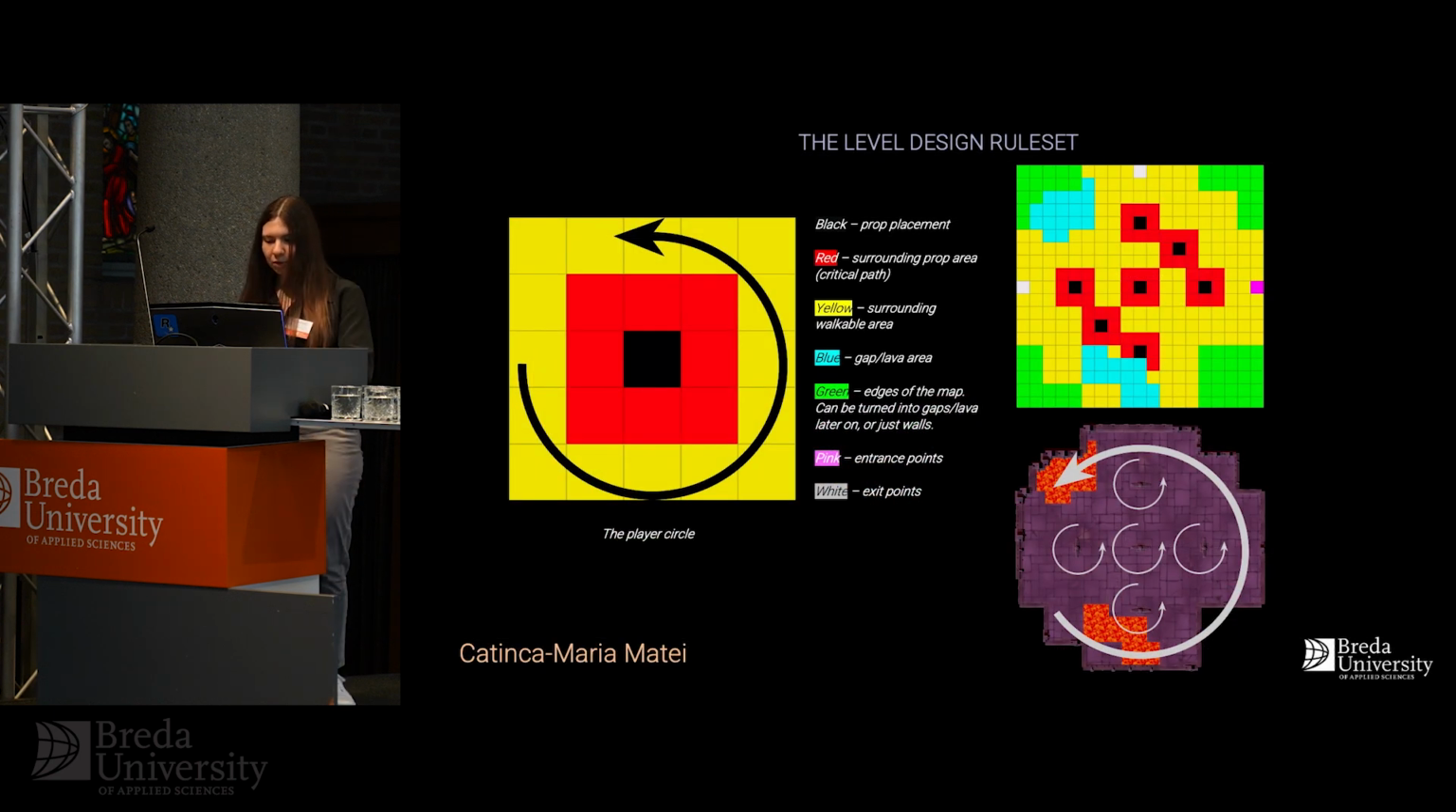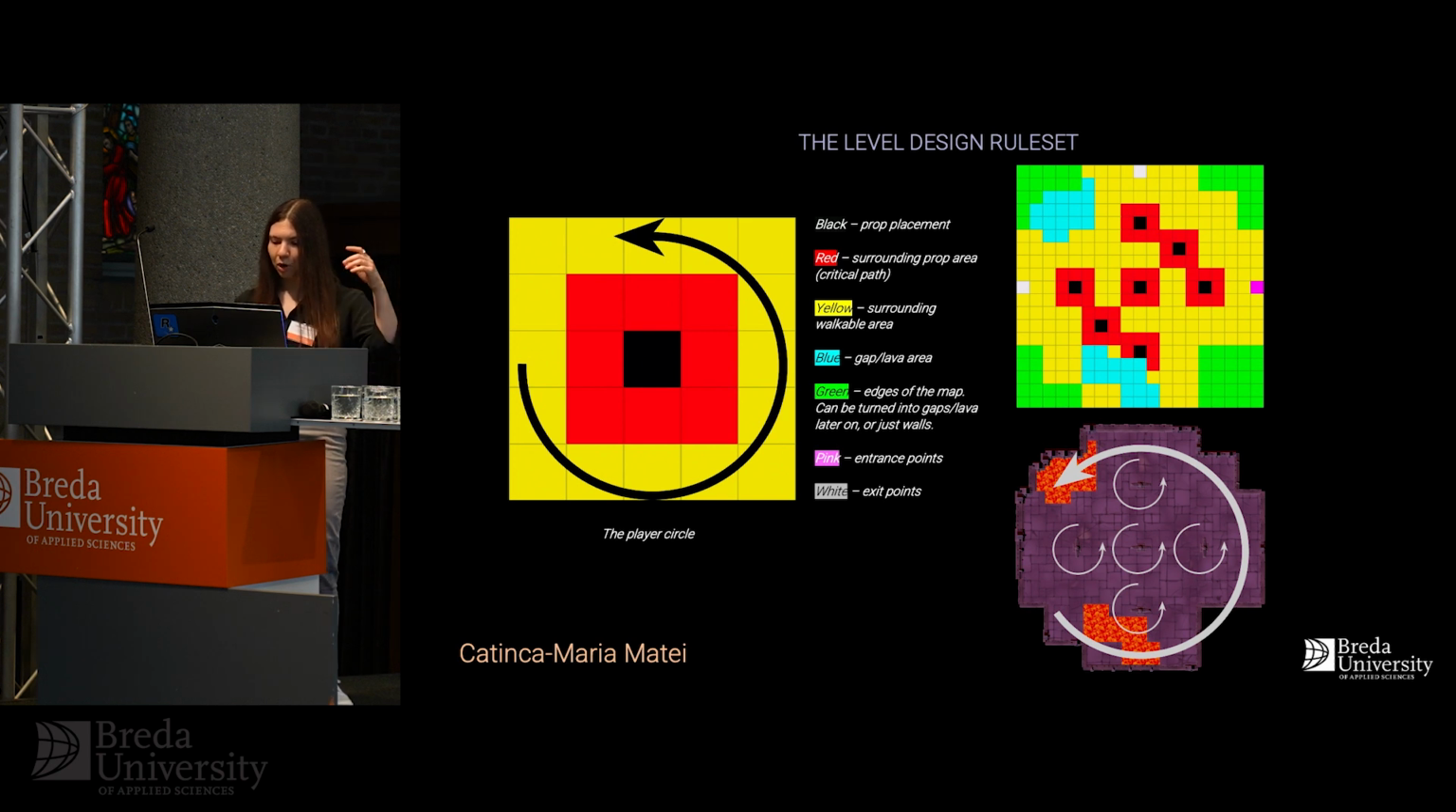And as mentioned before, the most important rule that drives this generator is the spacing of the props to allow for the player to run in circles. You can see on the diagram, that's basically the backbone of the generation: the black point in the middle, which is usually a prop, the red path surrounding the prop area, and the yellow path, which is the area that the player always has to have free to run around.